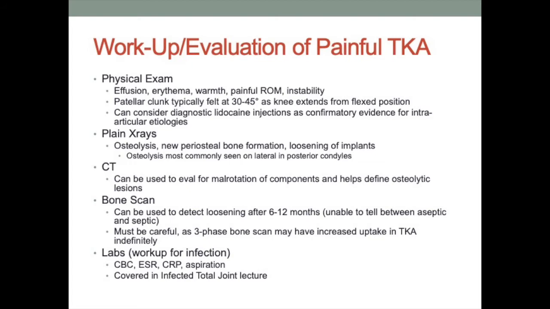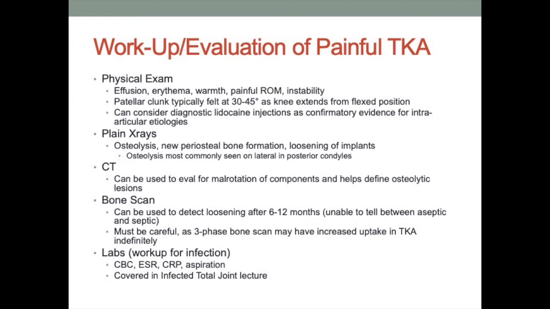A CT scan can be used to evaluate for malrotation of components and help define osteolytic lesions or loosening. Bone scan can be used to detect loosening after 6 to 12 months. Usually prior to that, so an early total knee replacement, the bone scan is going to be hot just from the damage of the bone at the time of surgery.